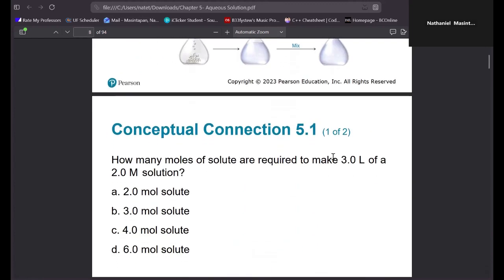For this problem, how many moles of solute are required to make 3 liters of a 2-molar solution? In order to do this, you simply need to set up the equation and multiply.